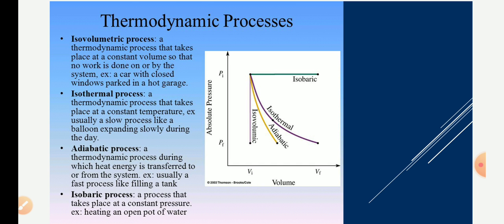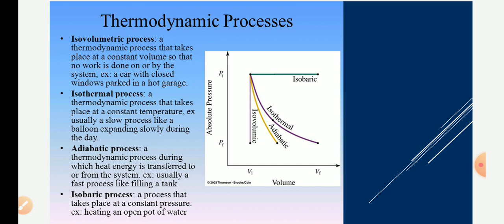Next, isobaric process. In an isobaric process, throughout the process the pressure remains uniform. That means the pressure will not change during the entire process. This process is called isobaric process. An example of an isobaric process is heating an open pot of water.